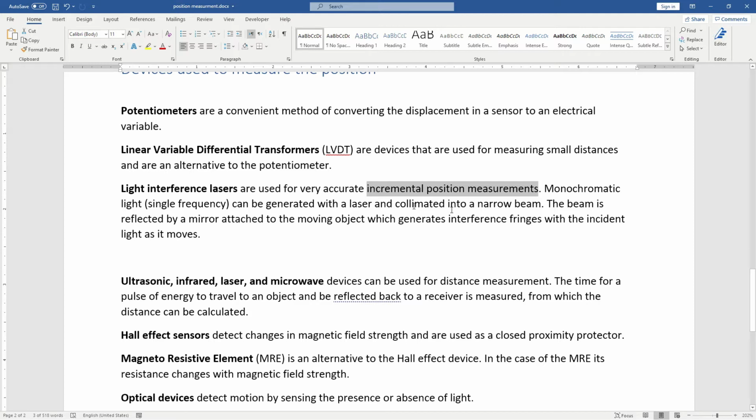Okay, it says that monochromatic light of a single frequency can be generated with the laser and collimated into narrow beams. This beam is reflected by a mirror attached to the moving object, which generates interference fringes with the incident light as it moves. Okay, here we know that with light interference laser, we can measure very accurate positions.